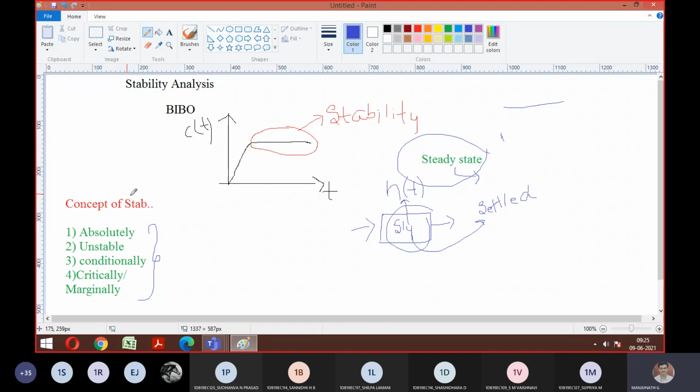What you understood is four concepts here: absolutely stable, unstable, conditionally stable, critically or marginally stable involves this concept. That is what you want to know. So we'll brush up this with the graph representation. If you plot a graph for this, as your time increases, the corresponding response I'm going to get from a system may be varying.